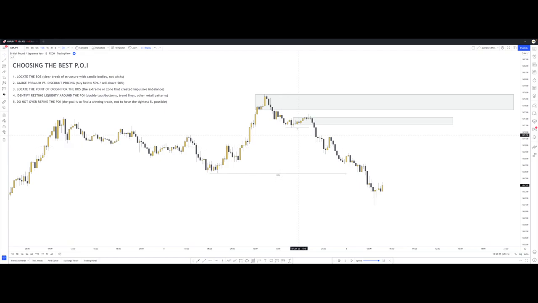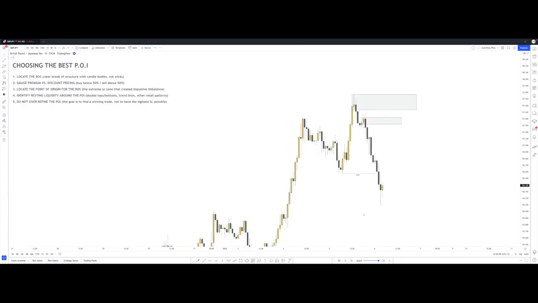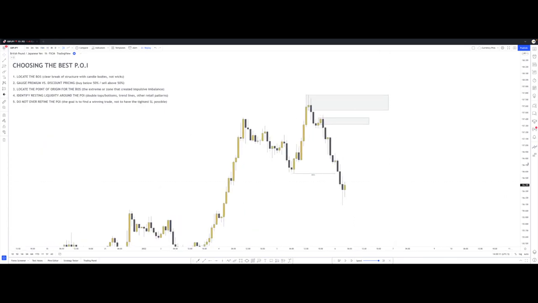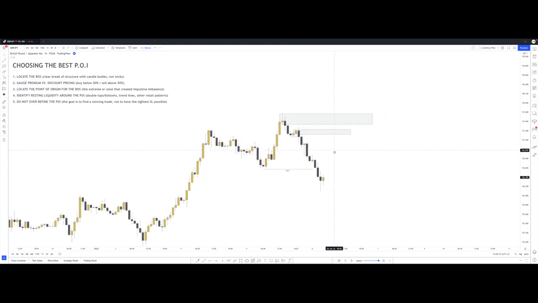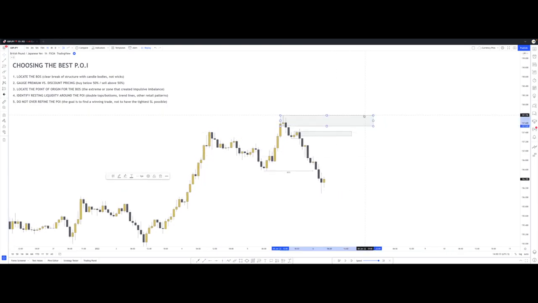So because of this minor break of structure and the overall break of structure, the market structure in general here is very clear to me. So there is a trading opportunity. So I would be interested in taking this trade. Of course, if there were clear imbalance and clear resting liquidity, I would be even more interested.